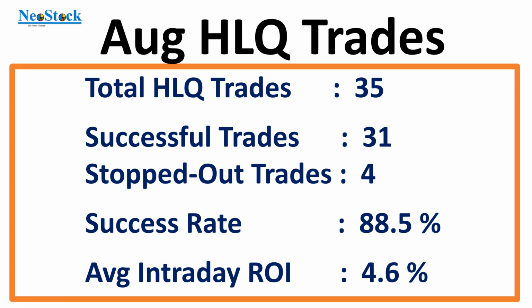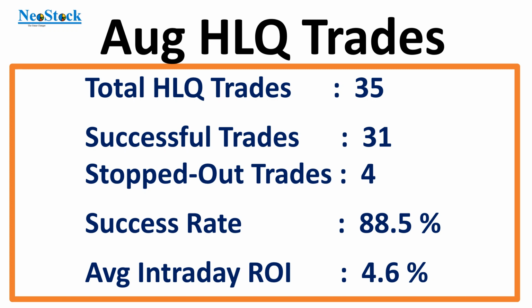The success rate is 88.5%. Because we are always climbing, the HLQ zones have more than an 80% success rate. So we got a very good success rate during this month. But the average intraday ROI is slightly hurt, because our average intraday ROI is 6%, but during this month we got only 4.6% average intraday ROI. Of course, a few days we got up to 9% average intraday ROI, and a few other days we got only 3% intraday ROI.